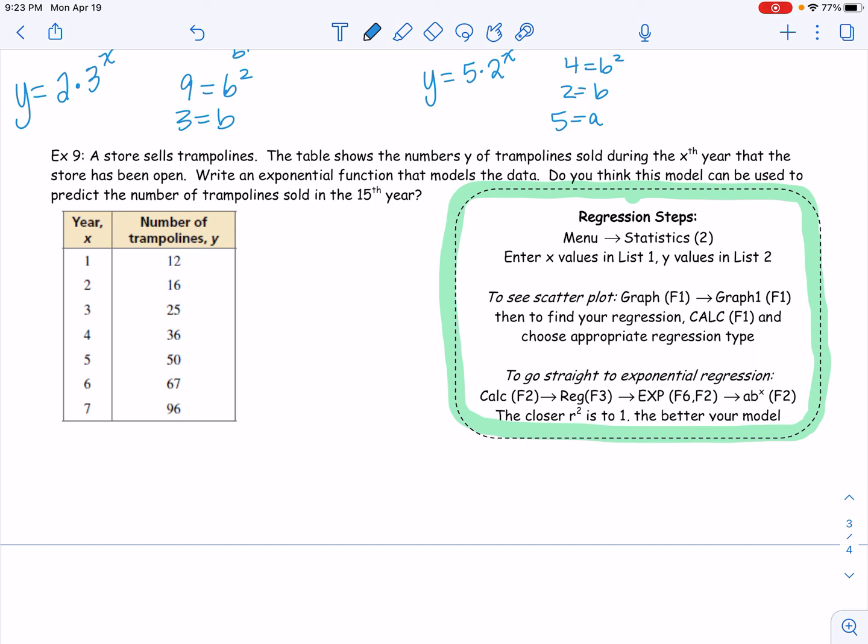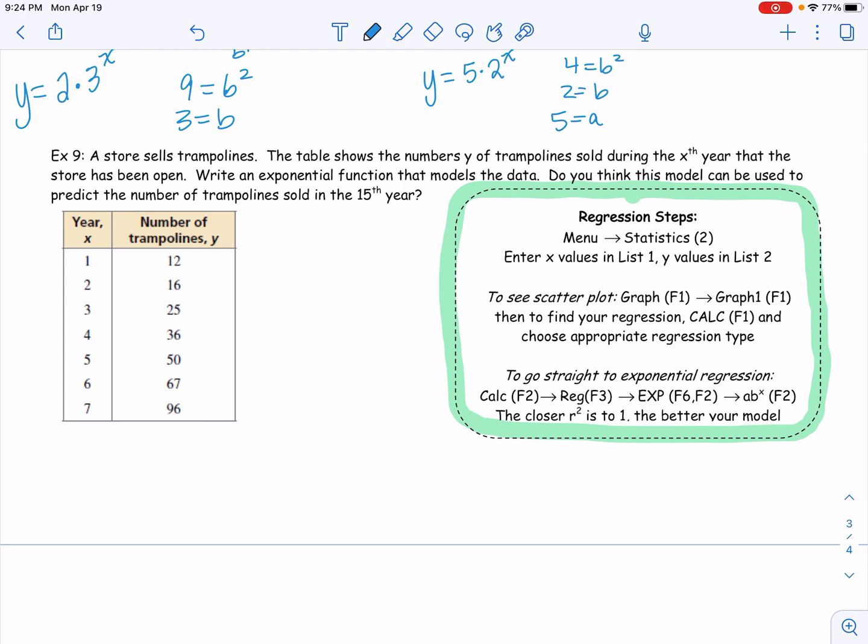Basically what I'm giving you is a table with x values and y values. This is an application, so it's kind of like a word problem. It's talking about a store selling trampolines. The table shows the number y of trampolines sold during the xth year that the store has been open. So in the first year the store is open, they sold 12. In the second year the store was open, they sold 16, and so on and so forth.